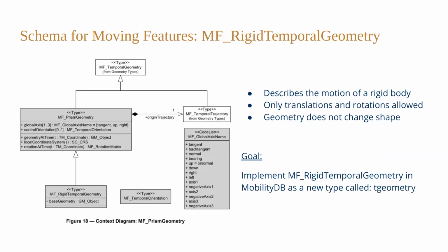The second one, which is the main important one in this case, is called rigid temporal geometry. It is used to represent the movement or the motion of a rigid body. And what do we mean by a rigid body? It is a geometric object that can translate and rotate over time, but whose geometry does not change shape. So it's always the same fixed geometry, but we can move it through translation and rotation. The main initial goal of my project when I started this PhD was to implement a new type in MobilityDB, which would be able to store or represent this class from the moving features standard.